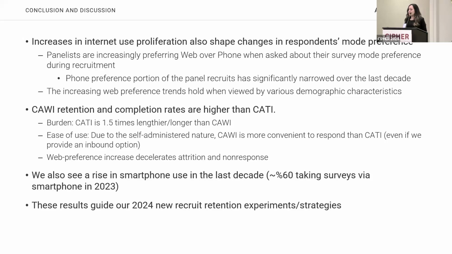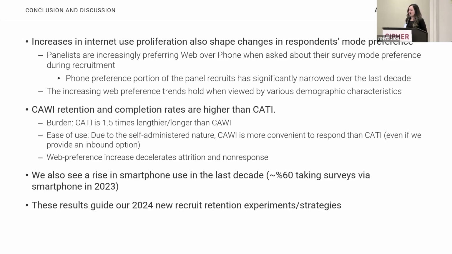So why do we see web retention and completion rates that are higher than CATI? Well, burden is number one. CATI is 1.5 times lengthier and longer than responding to web, so our panelists definitely prefer web over phone. There's also the ease of use, right? The self-administered nature of web definitely makes web more convenient to respond to than CATI, even if we provide an inbound option. So web preference increase definitely decelerates attrition and non-response.